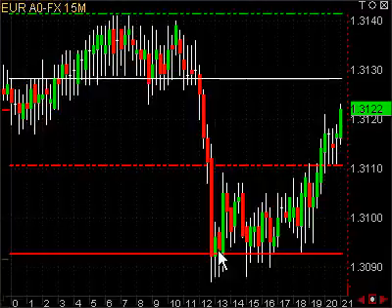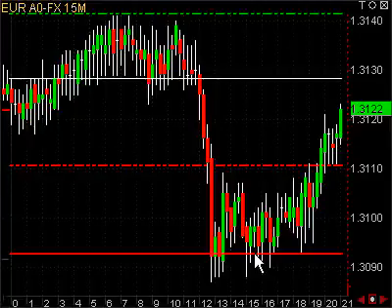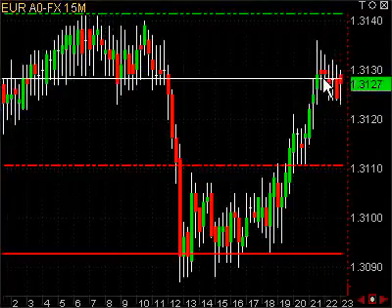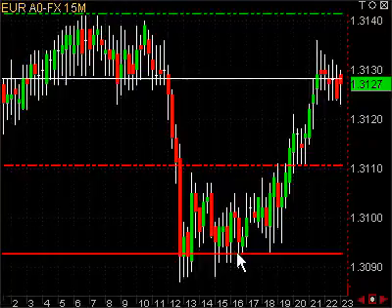You can get in at this level and buy, or wait for a double bottom, which is safer, and buy, and use the midpoint or the pivot as your profit target. Let's scroll into the future and see what happens. Market goes right back up to the pivot. That's a nice 40 pip move you got off of buying the first support level.